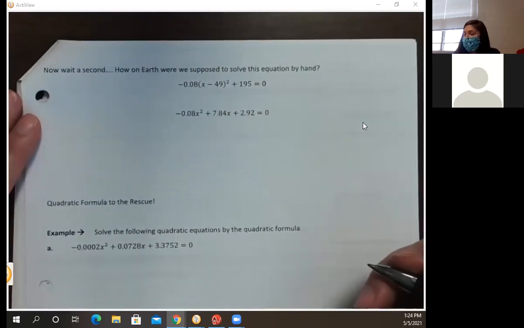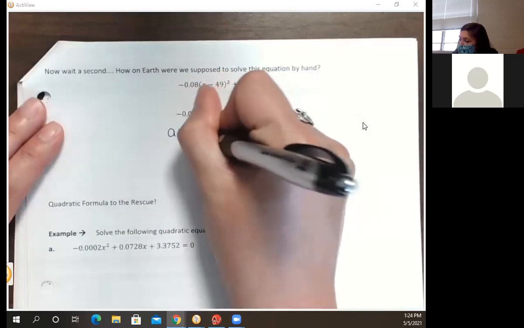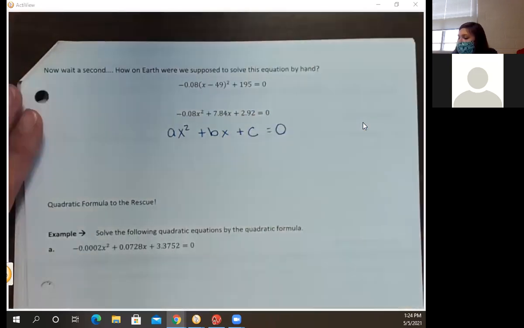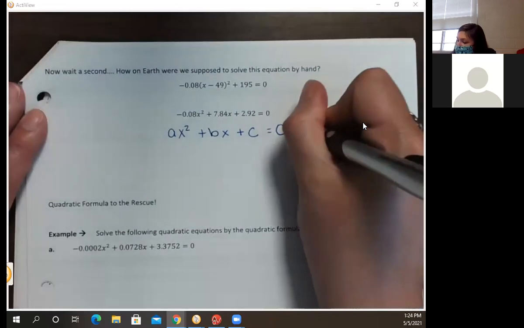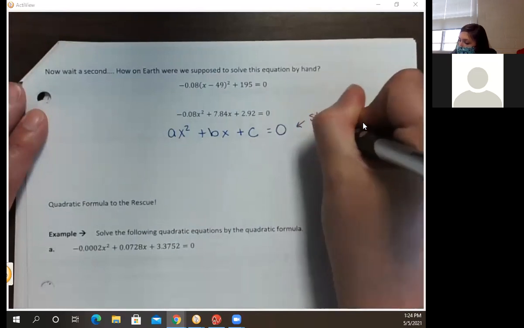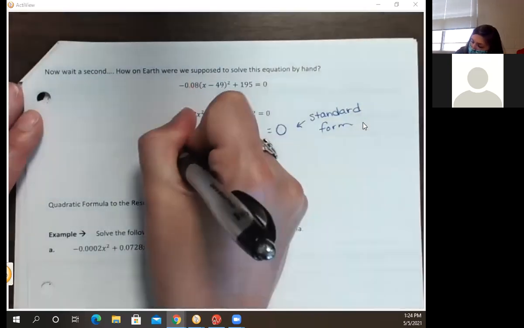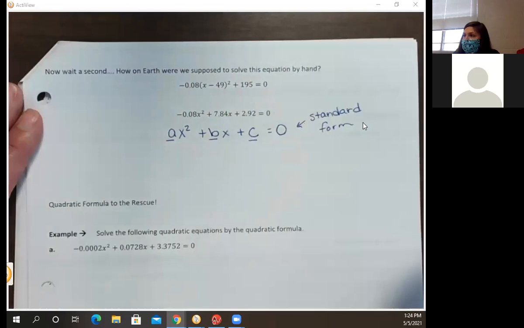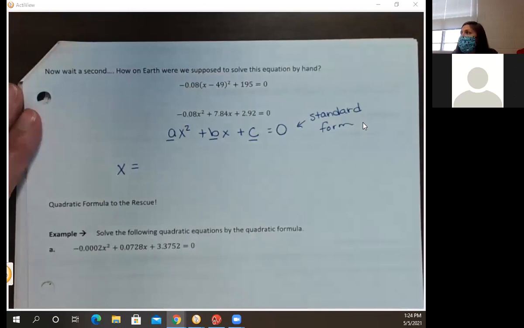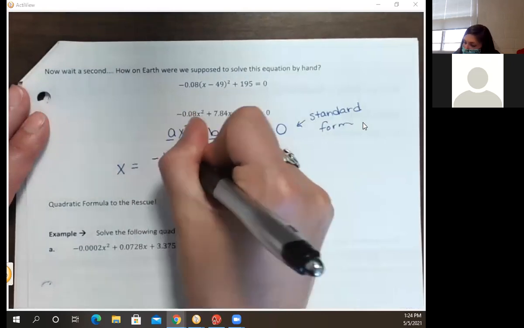To use quadratic formula, I have to have my function in standard form. That means the x squared term, then the x term, then the constant term, everything on the same side set equal to 0. I have to have standard form. Just like if we're going to factor, we have to have standard form. If we want to use quadratic formula, we have to have standard form. Once I have standard form, we're going to use my coefficient and my constant term, and we're going to plug them into the formula I'm going to give you right now. So our solutions, if I use quadratic formula, would come from this.